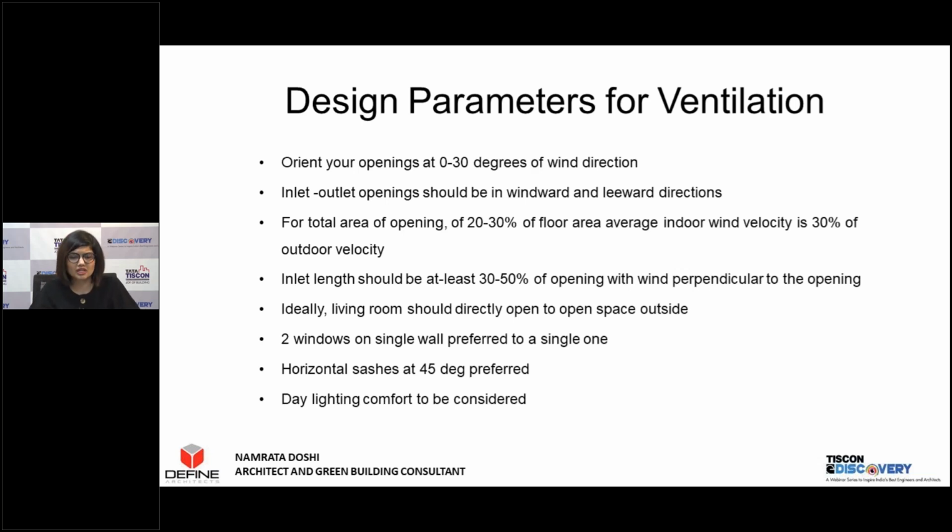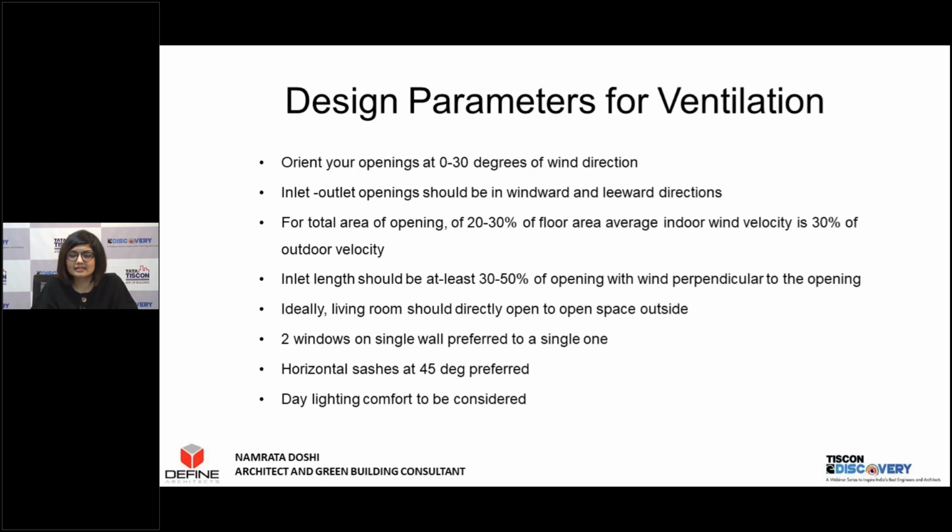For total area of opening, as a thumb rule, 20 to 30% of your floor area is good. So let's say your room is about 100 square feet. You're looking at 20 to 30 square feet of openings within the room. You are in a good range, and then making sure the direction, the orientation is correct will help you achieve the right ventilation.